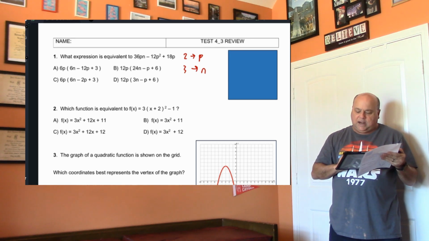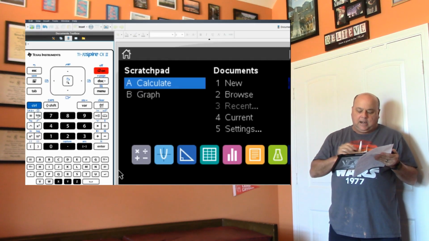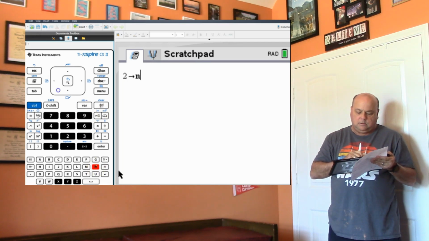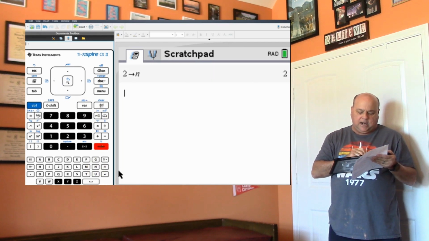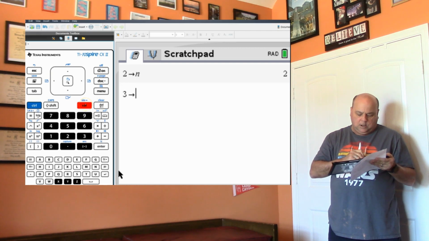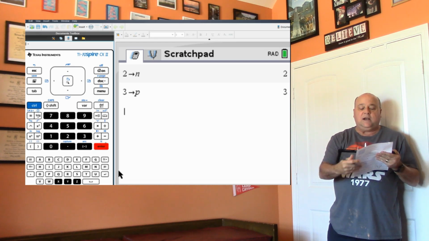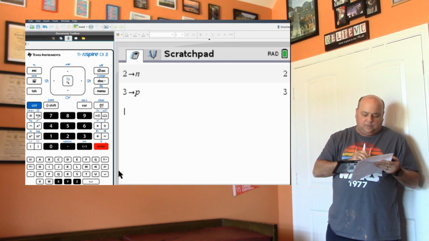So I'm going to go to the calculator, and I'm going to store 2, control variable for P, or for N, and then hit enter, and I'm going to store 3, control variable for P. Okay, so I have N stored and I have P stored, don't I? So now I'm just going to type in the problem.